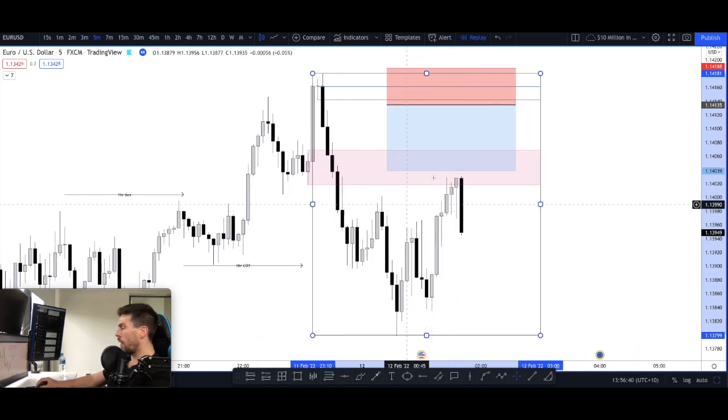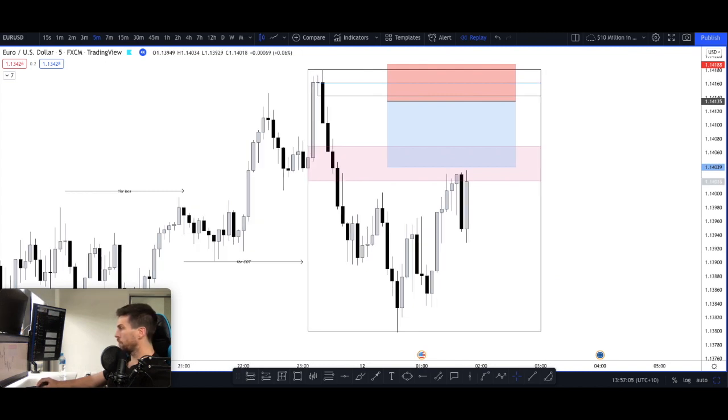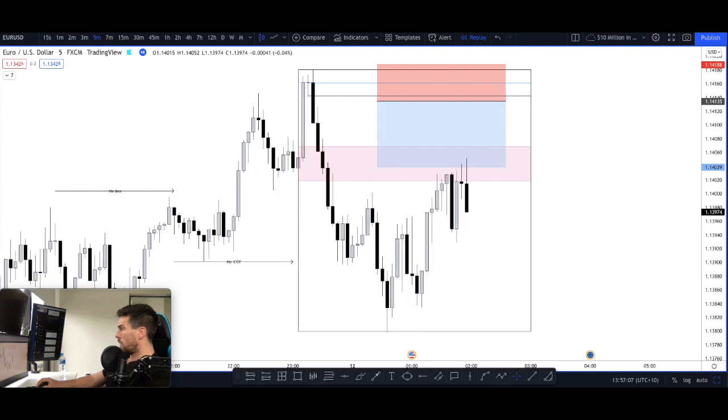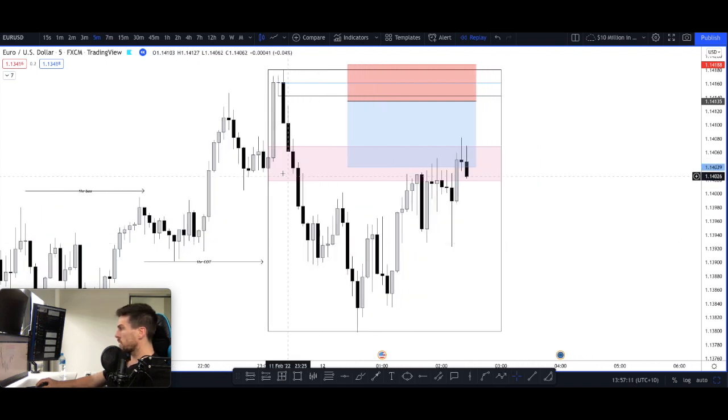Okay, so there's that one there, which I wasn't awake for. I wasn't really thinking straight. If I saw this, I would have looked for a 1 minute entry on the lower time frame. So let's just play through here. It's just come past it, mitigated this little wick here, and then I'm guessing price action just rolled over.